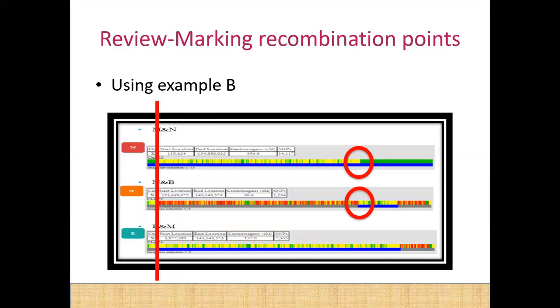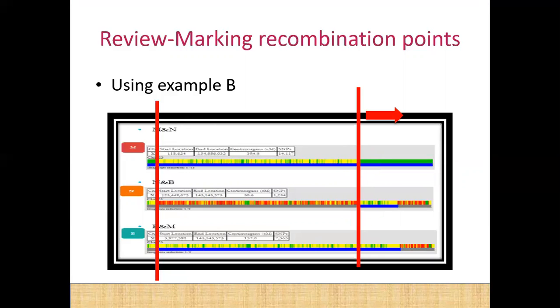Looking to the one-to-one comparison below, in the N and B comparison, we see another change. N and B go from sharing no DNA with each other to sharing DNA passed down from a single parent, shown by the yellow top and the blue bottom of a half match. When we look below, we see the yellow top and blue bottom all through the area of a half match. So there is nothing holding us back from marking our recombination line.